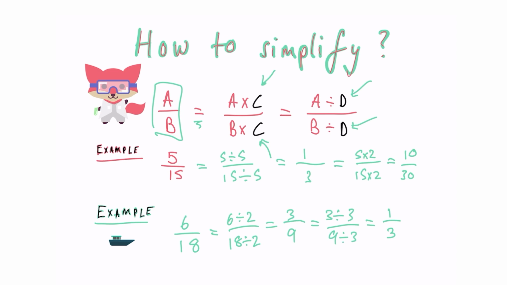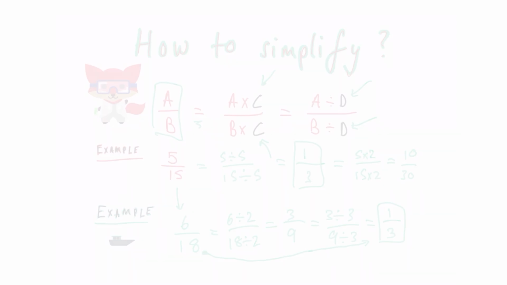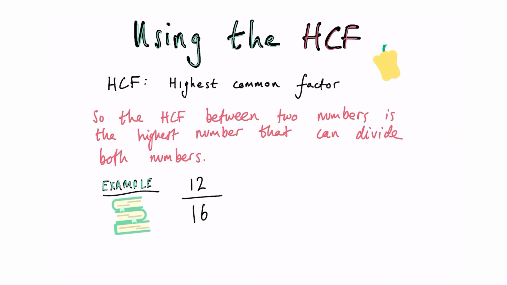Notice also that since this bottom fraction is a third and this top fraction is a third, these two fractions must also be equal. Of course, we could have just noticed that the top and the bottom of this fraction can be divided by 6, and that would take us straight to 1/3. This brings us on to the quickest way to simplify a fraction. To do so, you want to find the highest common factor between the numerator and the denominator and divide both of these by this number.